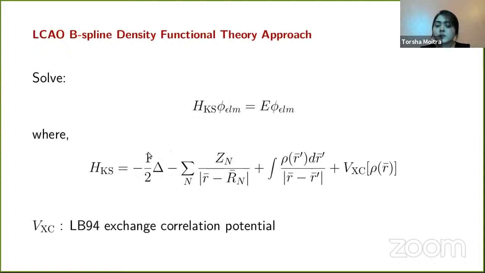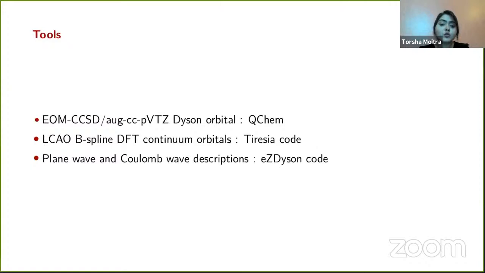For our purpose, we use the LB94 exchange correlation potential. And this choice has been guided by the fact that this is quite widely used in the literature. The tools that we use include the QChem software, from which we obtain the equation of motion coupled cluster Dyson orbitals. And we have used throughout the augmented cc-pVTZ basis set. All computations using the LCAO B-spline DFT continuum orbitals and later on for the TDDFT continuum orbitals are implemented in the Tiresia code developed by Professor Piero Decleva, who is also a part of today's audience. And the nice part of it is that this Tiresia code will be soon open source. For all plane wave and Coulomb wave descriptions of the continuum, we use the ezDyson code.